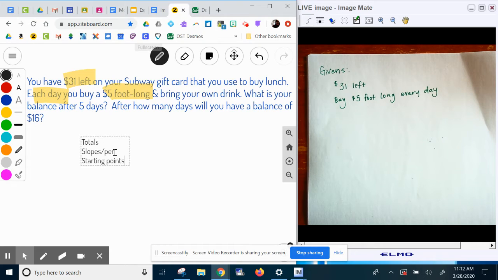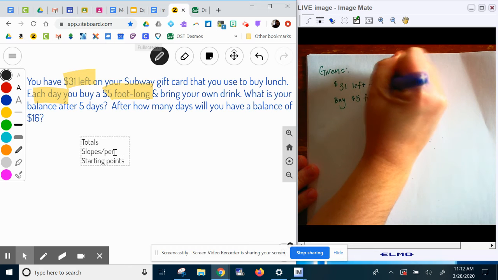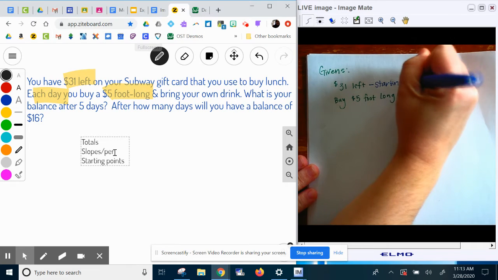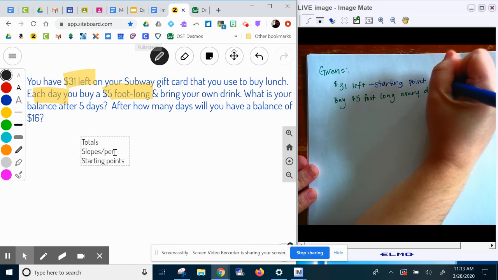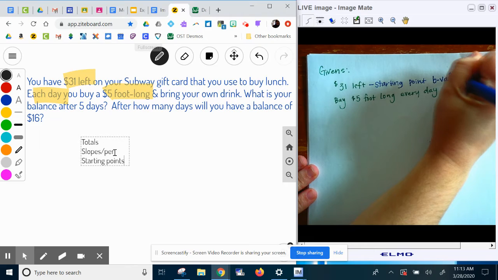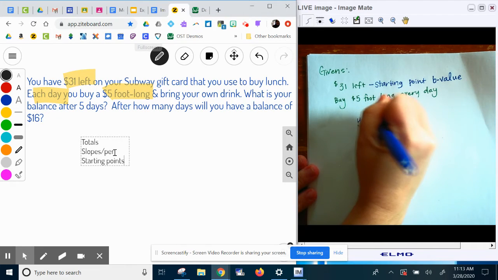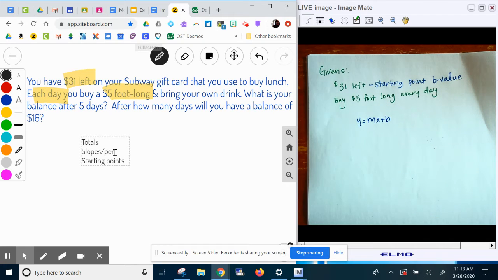Okay. Can I use the word per with it? $31 per left? No, that doesn't really make sense. Starting point. Do I start with $31? Yes, totally do. So this is my starting point. And remember, our starting point is always our y-intercept, which is the b value. As soon as I know I have a b value, I know I'm using y equals mx plus b. As soon as I know I have a starting point, I know that's my equation.